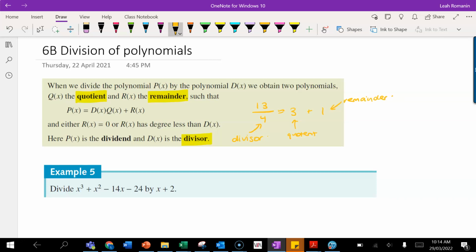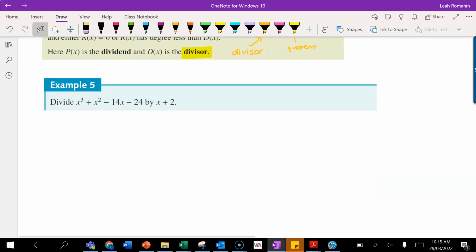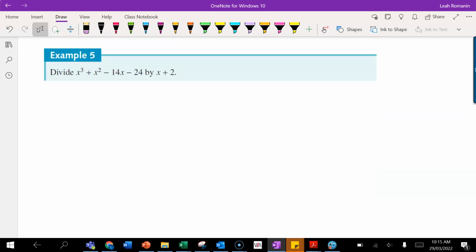Now, when we divide polynomials, it actually works exactly the same way, except we've got x to the power of 3 this time. So let's look at our first example. So I need to divide x cubed plus x squared minus 14x minus 24 by x plus 2. And I'm going to set this up exactly like you would with a short division. So the number that you're dividing by is going to go out the front of that little thing that we set up. And then inside of this square thing, I'm going to put my x cubed plus x squared minus 14x minus 24.